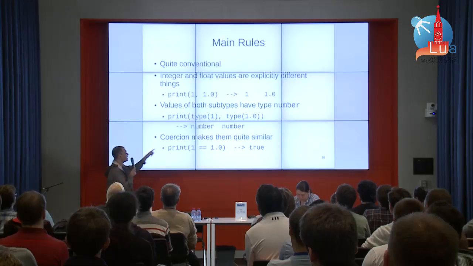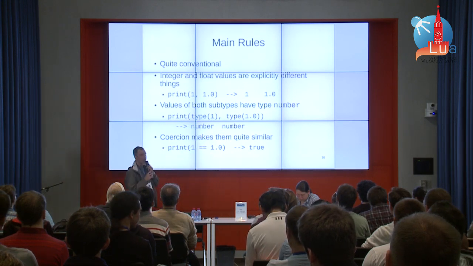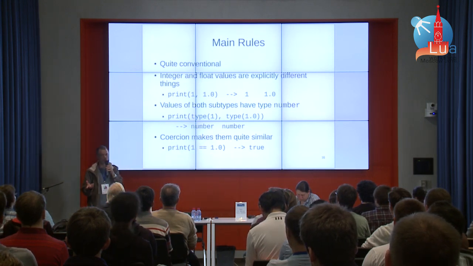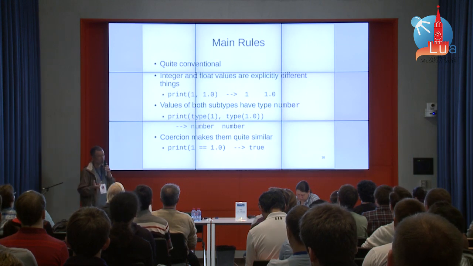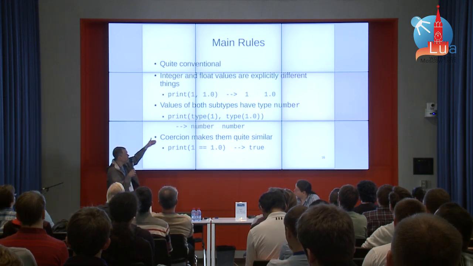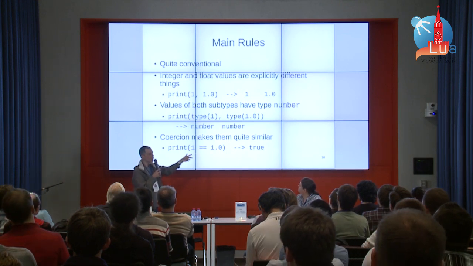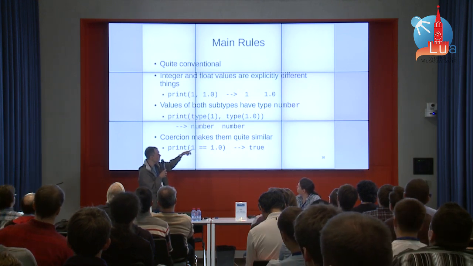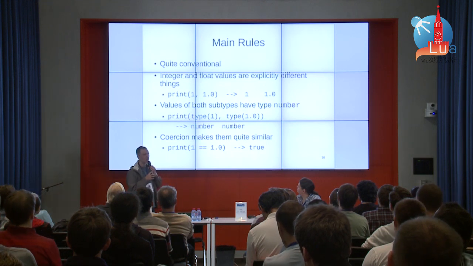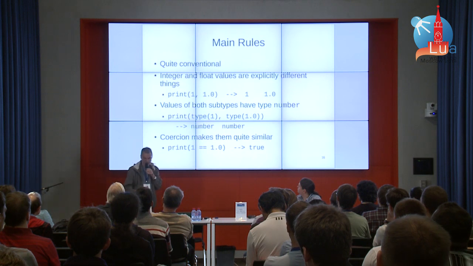Both have type number, so this is not a different type. If you check the type of an integer or a float, they are both numbers, because more often than not, both serve the same purposes. And coercion makes them quite similar. For instance, if you compare them for equality, they are equal. If you mix them in most operations, they are both converted to floats, so this is a float comparison.